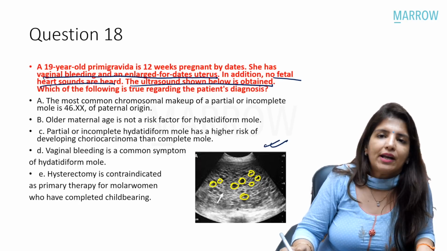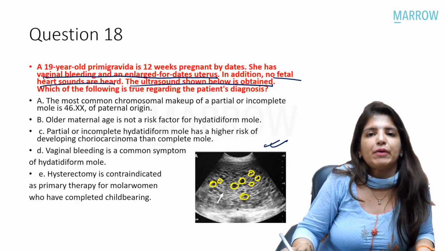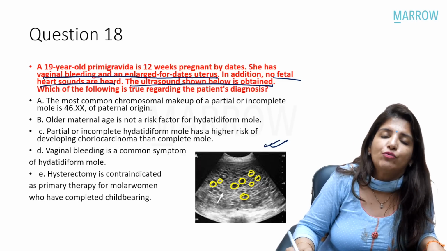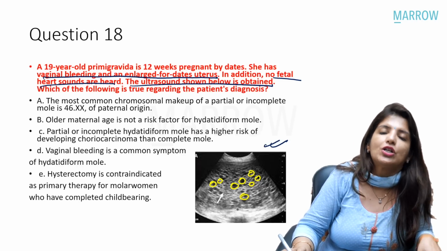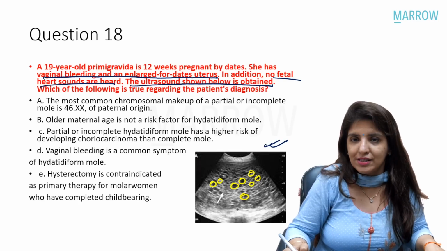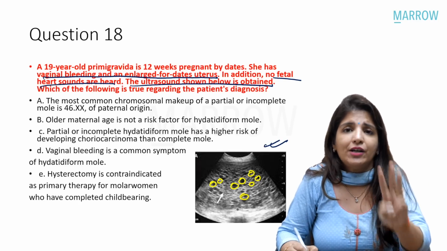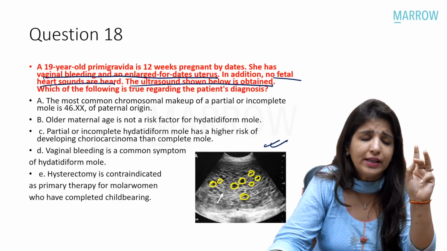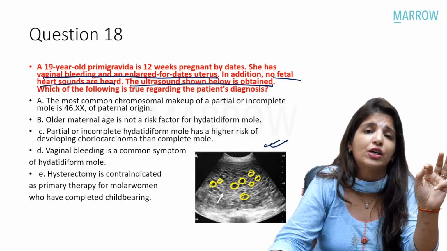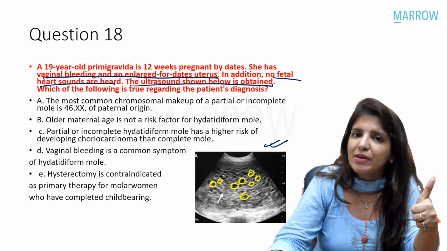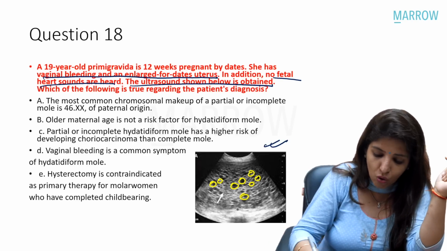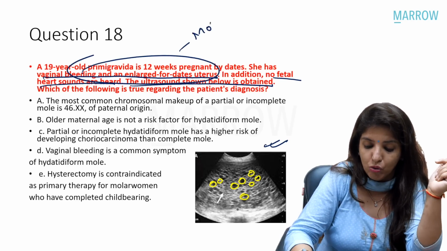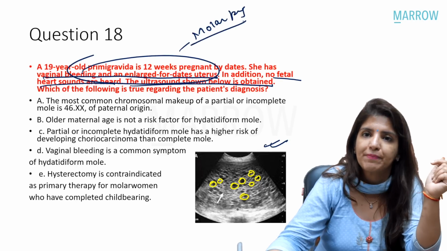So if you are getting an ultrasound like this, if you are getting a patient where there is bleeding in first trimester and the height of the uterus is more than the period of gestation, it means it's a case of molar pregnancy. See, bachcho, there can be three conditions in first trimester bleeding. Either it could be a case of abortion, or a case of ectopic, or a case of molar pregnancy. First trimester bleeding with height of the uterus more than the period of gestation is seen only and only in molar pregnancy and nothing else, right?